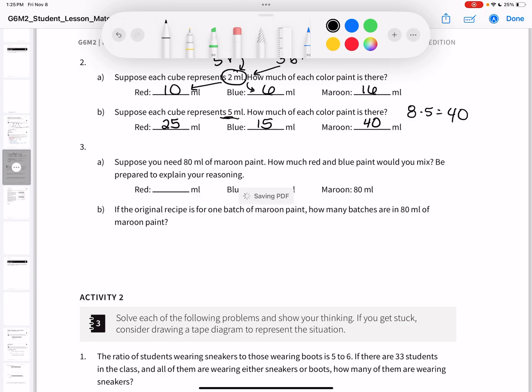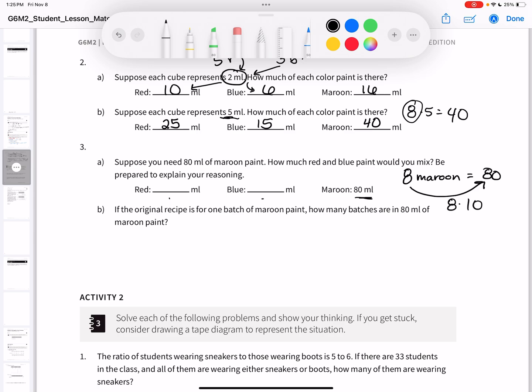Okay. Suppose you need 80 milliliters of maroon paint. How much red and blue paint would you mix? Be prepared to explain your reasoning. Well, let's think this through. It's kind of going to be hard to figure out red and blue, but we know 80. Our original was 8 milliliters of maroon, and now we need it to be 80. So how do we get from 8 to 80? Well, that would be 8 times 10.